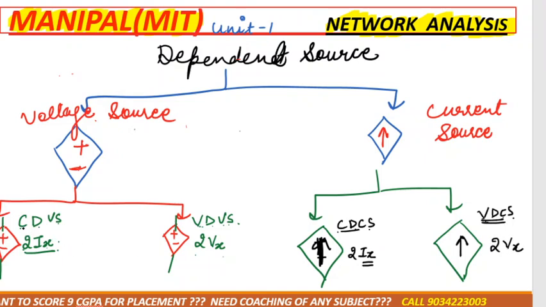Okay, so CDVS means it has positive negative, so what is it? A voltage source, right? And its value is depending on current, so it would be CDVS. If there is a positive negative, then it would be a voltage source. If there is an arrow, then it would be a current source.